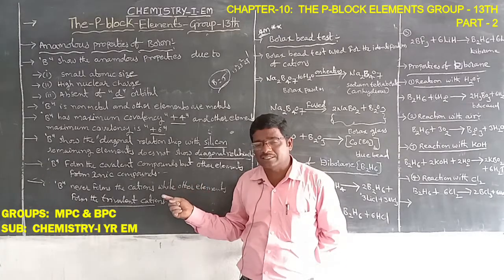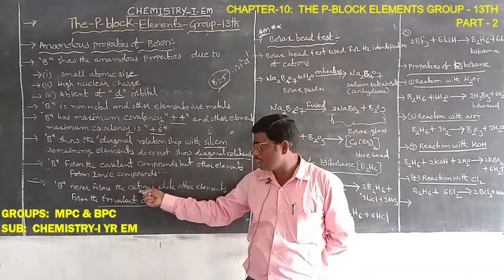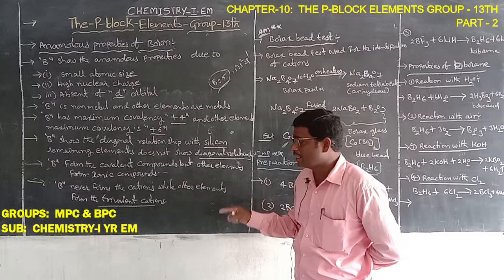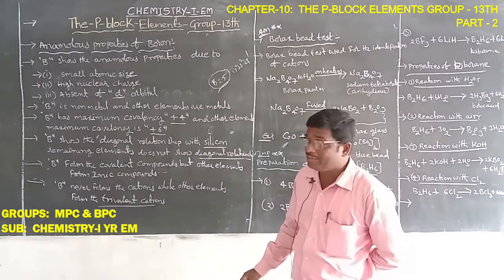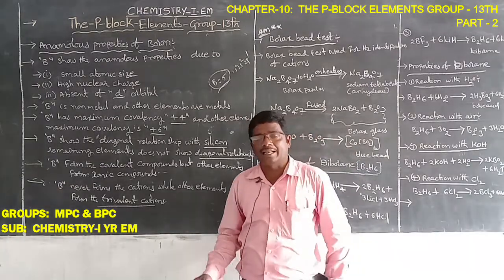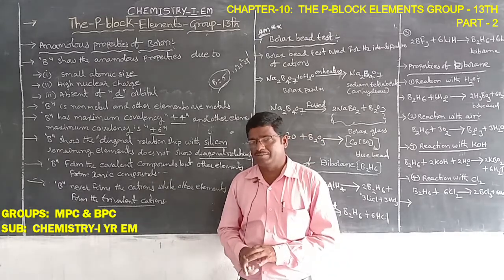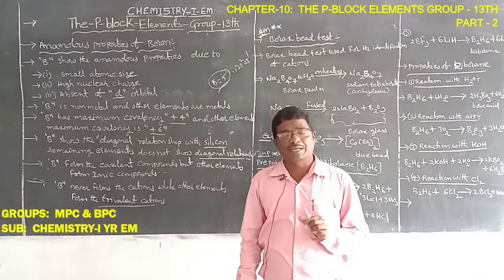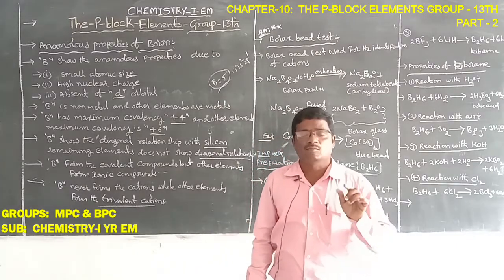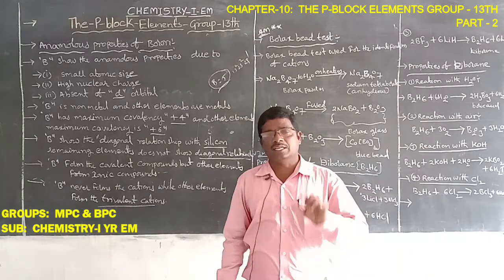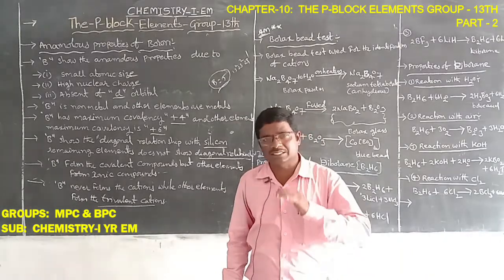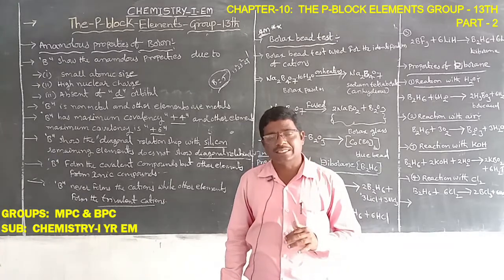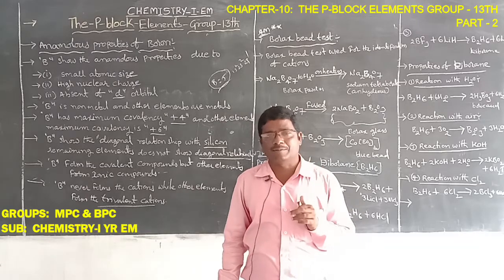Next, boron does not form cations. Boron never forms cations. Other elements form trivalent cations. That is the anomalous properties of the boron element. It is a very important 2 marks question. When explaining the anomalous properties of boron, write that boron shows anomalous properties due to the presence of small atomic size, high nuclear charge, and absence of the d orbital. So boron shows anomalous properties.